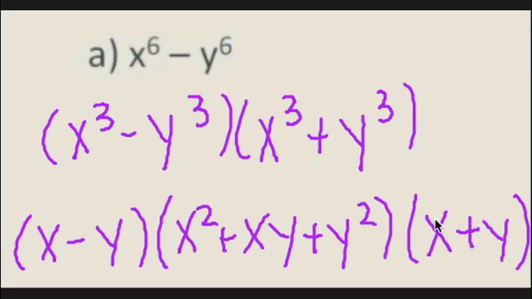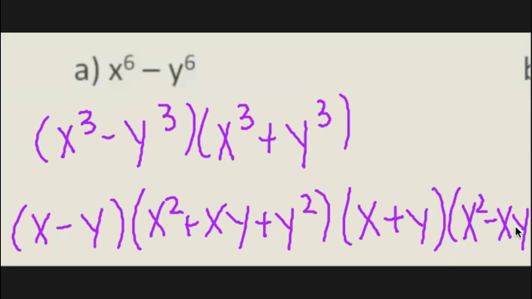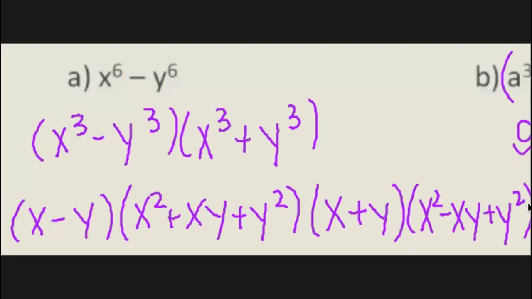It's a sum, so it's a positive. And then it's the first term squared, so that's x squared. And then you have a minus because it's the opposite sign. These two terms multiplied together. And then finally plus the last term squared. And then I just like to rearrange my terms.